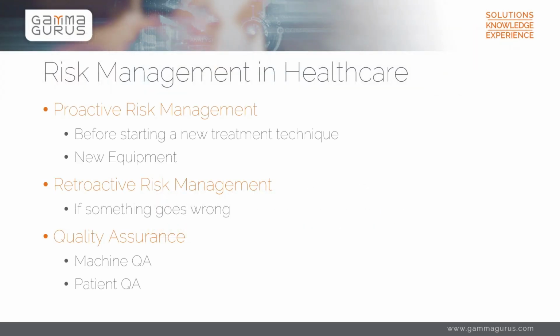So risk management in healthcare can be broken down into three distinct areas. Proactive or prospective risk management is about brainstorming what could possibly go wrong and how we can prevent it from occurring. Typically, this is done prior to starting a new treatment technique, or perhaps if you have some new equipment. Retroactive or retrospective risk management is all about incident reporting and learning. So if something goes wrong, how do we prevent it from reoccurring? And finally, quality assurance, whether it be patient QA or your machine QA.